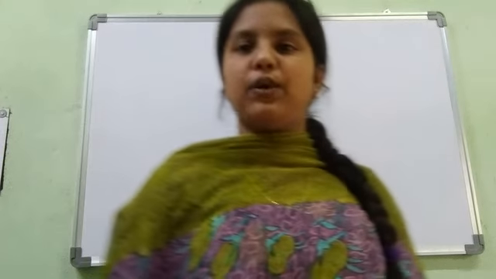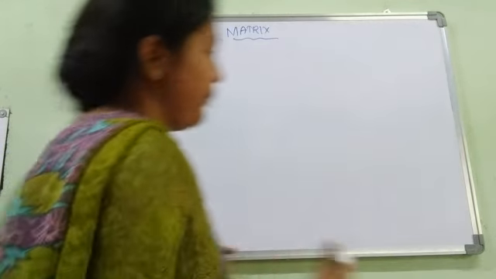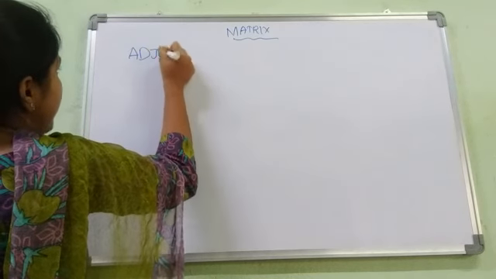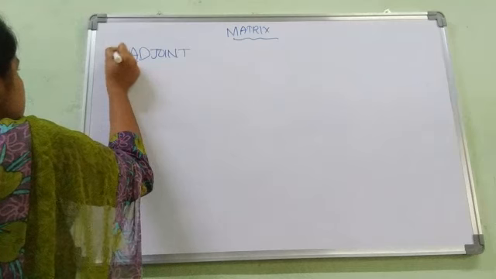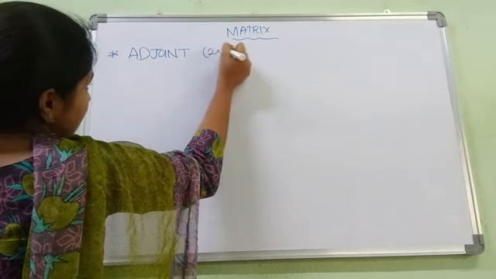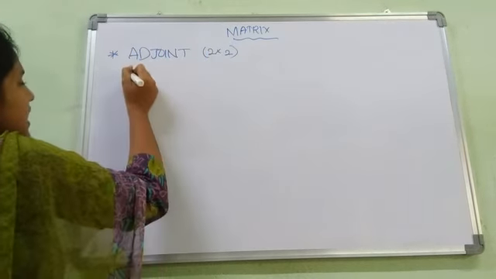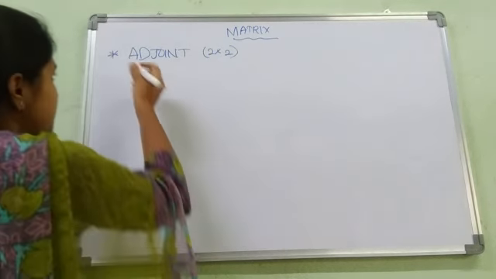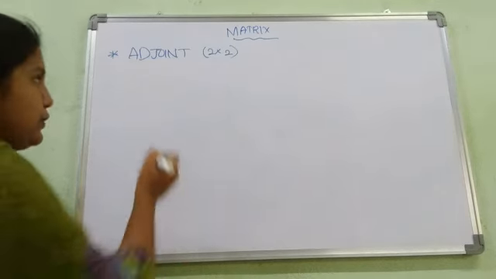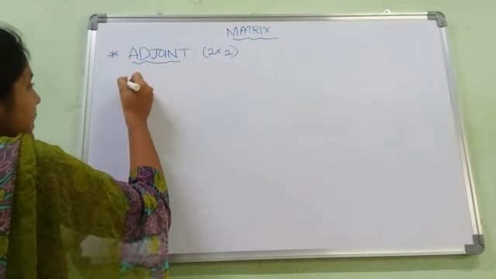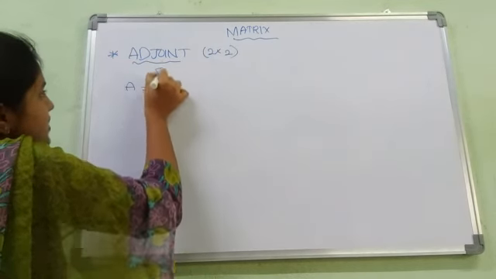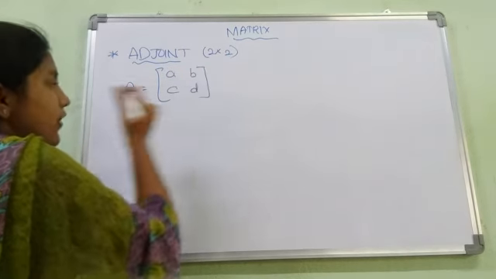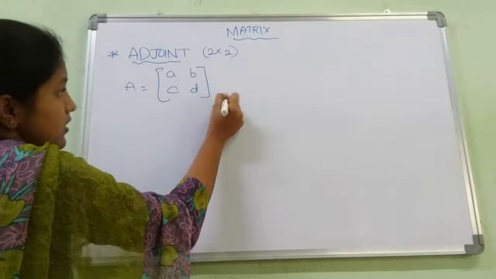So now let's go to adjoint. How to find adjoint? I'll teach adjoint now in a 2 into 2 matrix as well as a 3 into 3 matrix. First we can go to the 2 into 2 matrix. To explain adjoint, I'll take an example, which will be easier for you to understand. So for example, let matrix A be equal to [a b; c d]. It is a 2 into 2 matrix.